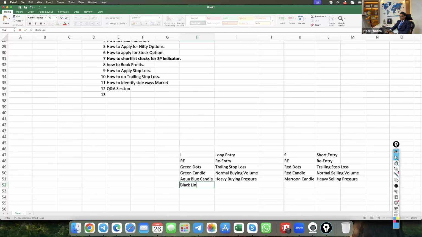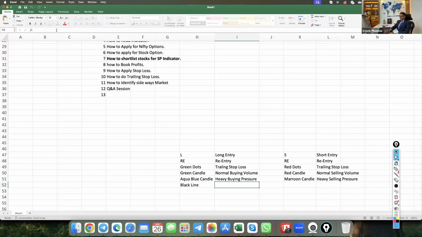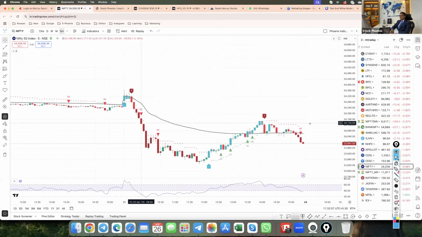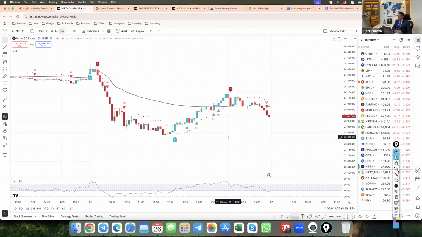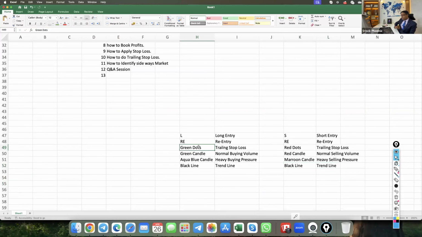The black line. The simple black line comes on your screen, which is the trend line. Whatever black line runs on your screen is called the trend line. Any confusion or doubt so far on all the jargons we have learned till now?